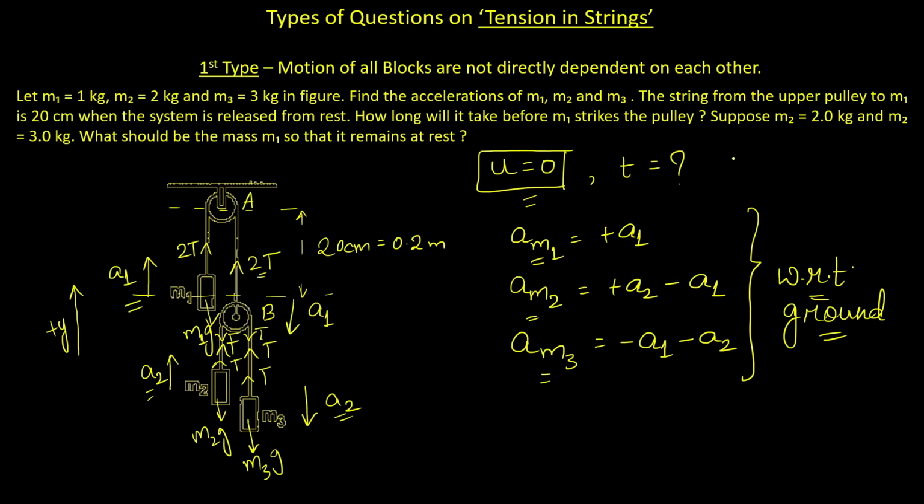Now the third part of this question is, suppose m2 is 2 kg and m3 is 3 kg, which is already the case here. What should be the mass m1? For this question, we don't know mass m1, which was 1 kg for the previous two questions, so that it remains at rest. Okay, mass m1's acceleration will be 0.